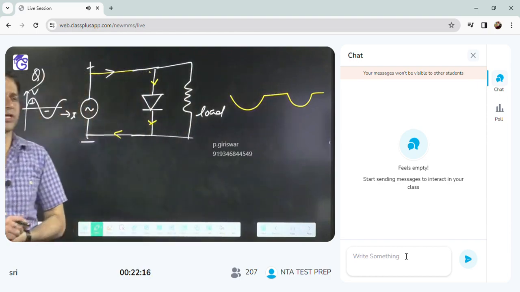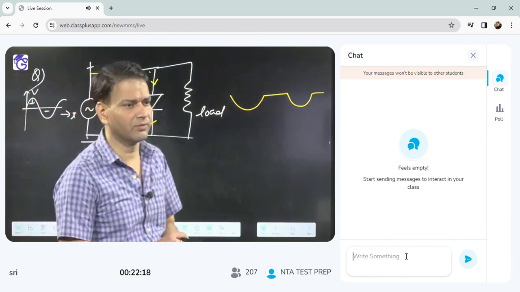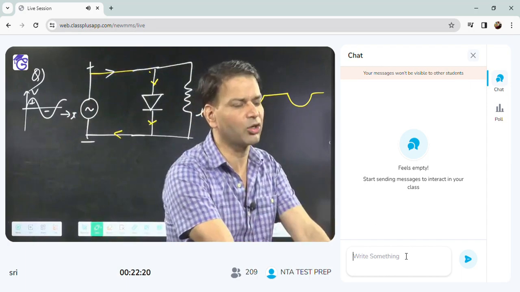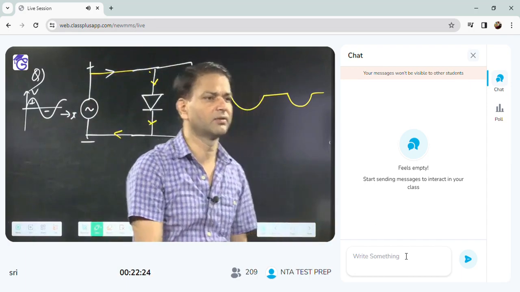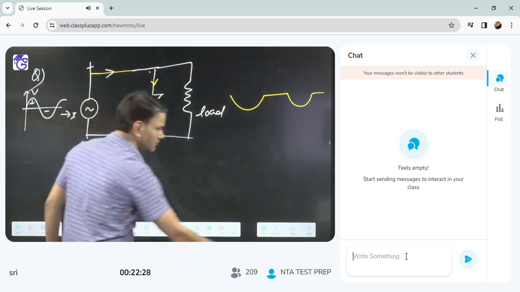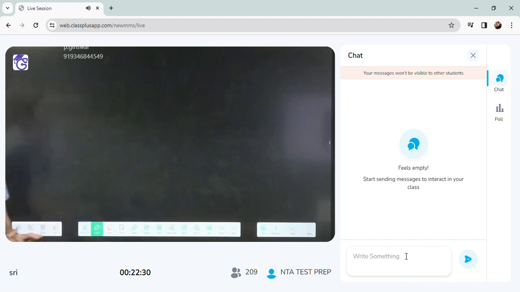Voltage, why will the voltage divide? It is a parallel combination. Diode and the load are a parallel combination. So why will the voltage get divided? Completed?